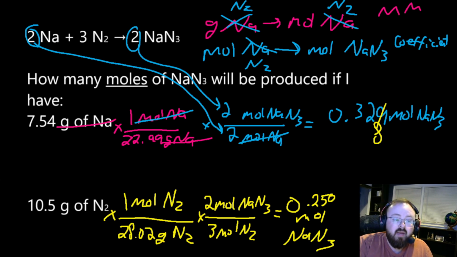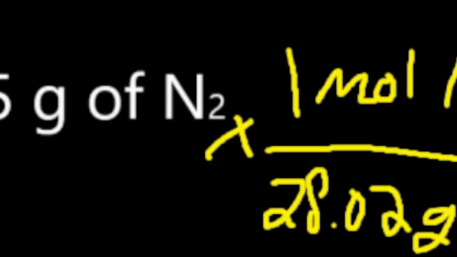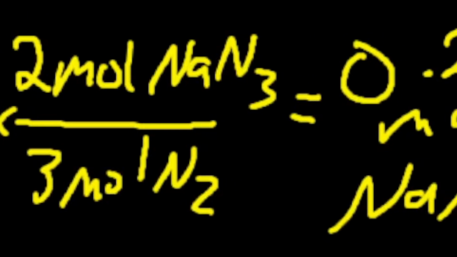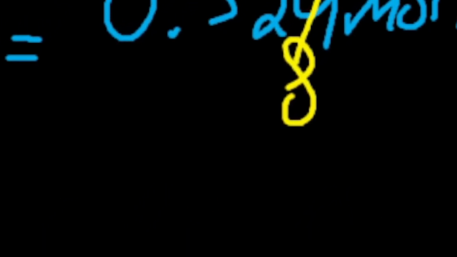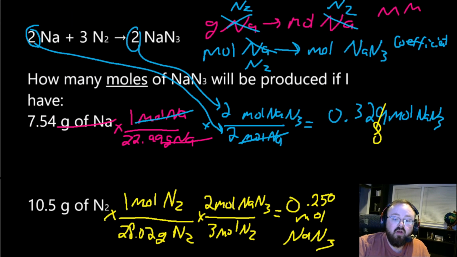So in this example, if I start with those starting amounts of my 2 reactants, 7.54 grams of sodium and 10.5 grams of nitrogen, I can only produce a maximum of 0.250 moles of NaN3. I cannot create the full 3.328 moles of NaN3 because I'm going to run out of nitrogen. All of the nitrogen is going to run out before I can get to that maximum amount.